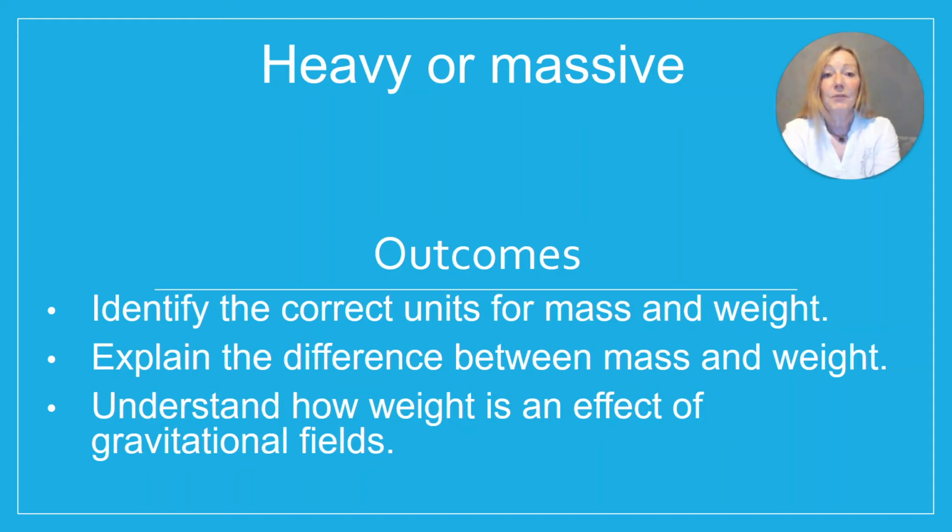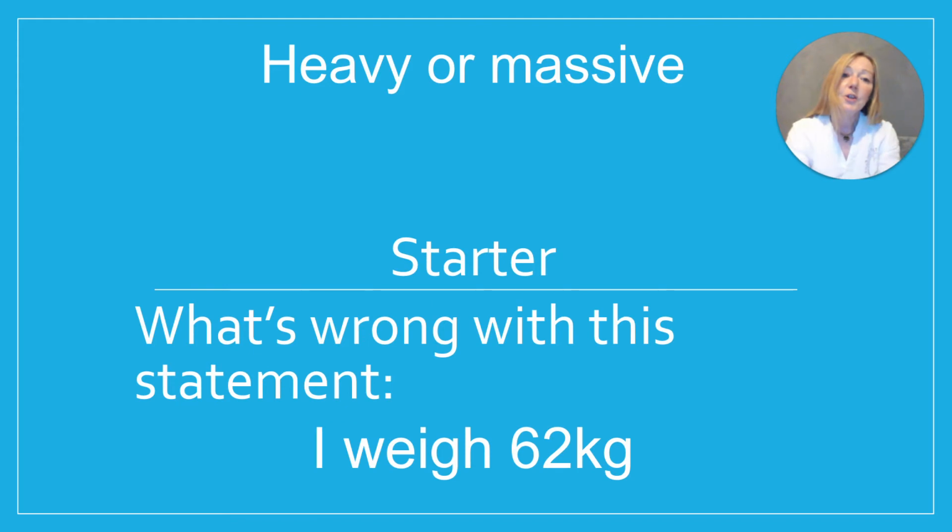This lesson is called heavy or massive, and basically it's the difference between weight and mass. So by the end of this lesson you should be able to correctly identify the units that we use for mass and weight, be able to explain the difference between mass and weight, and also understand how a gravitational field will affect that weight.